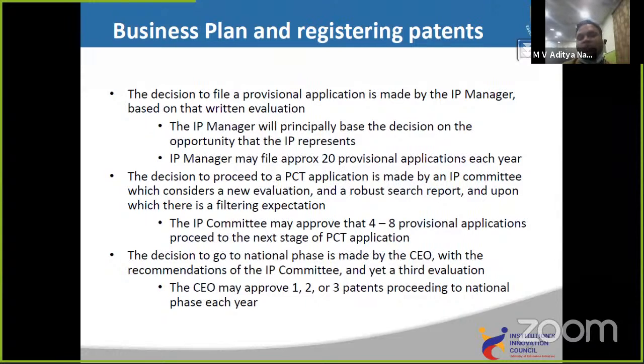Okay, and then trying to say that I have got this many patents, another question which comes into the picture is whether the patents you have got have really been commercialized or not. After a decision by the IP committee, the CEO of the committee decides to approve only 1 or 2 or 3 patents to proceed towards international filing.